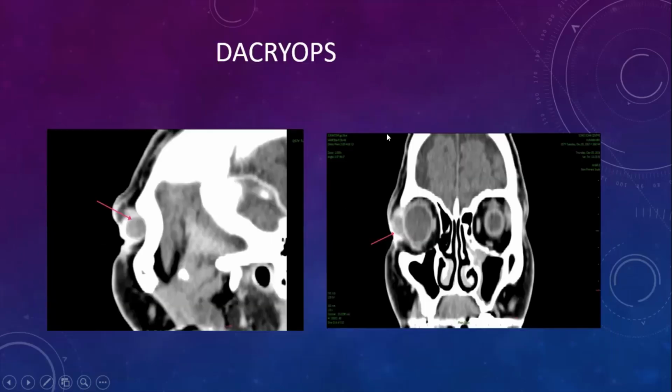In 3D imaging of the CT, we can give multiplanar imaging, coronal as well as sagittal images. Apart from the axial images, they will show better light here.